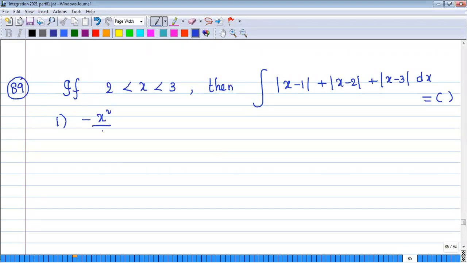The options are: first, minus x square by 2 plus c. Second, x plus c. Third, x square by 2 plus c. Fourth, minus x plus c.